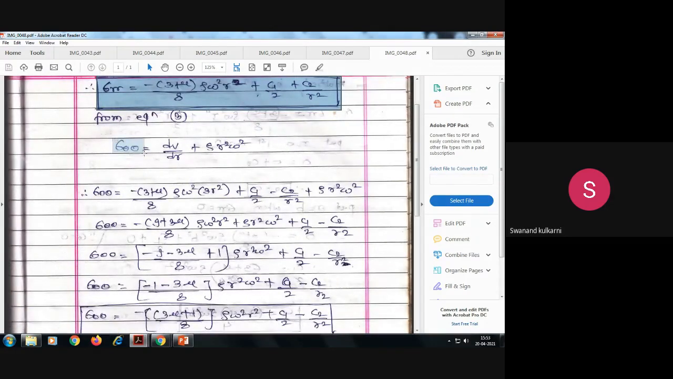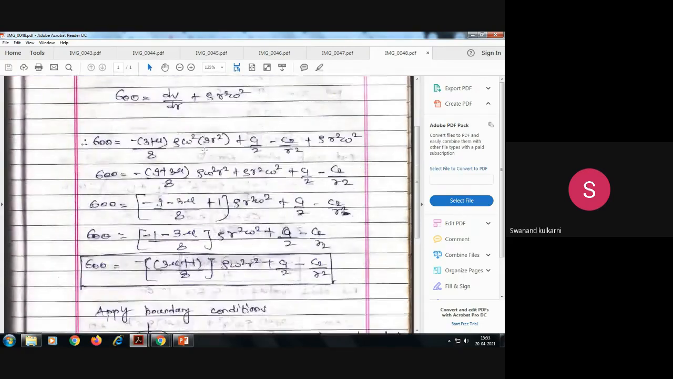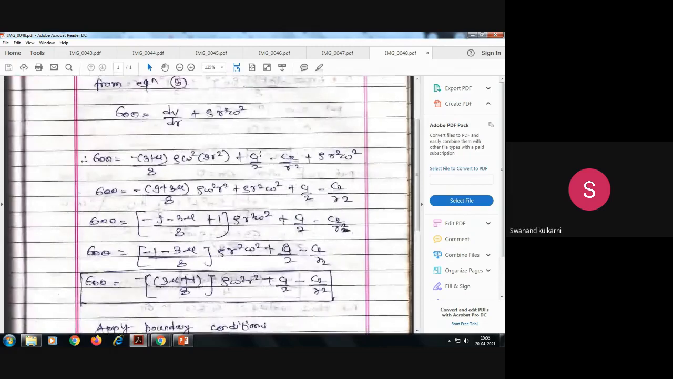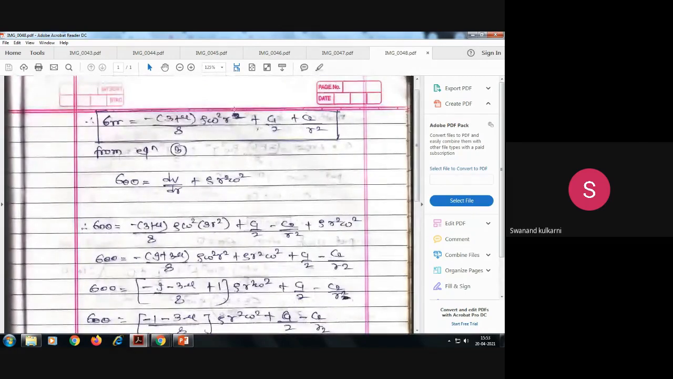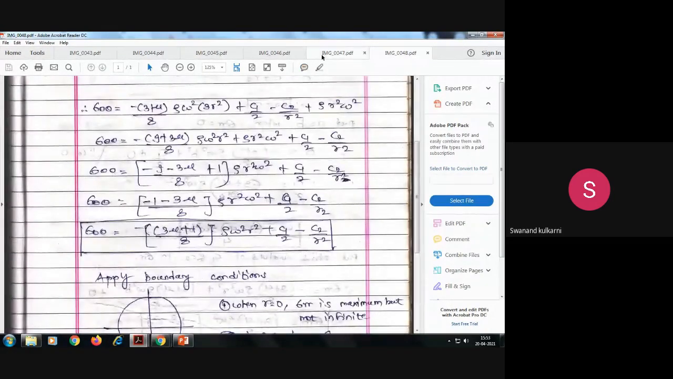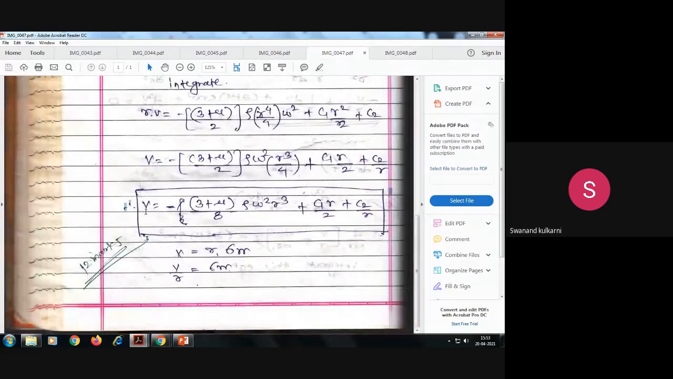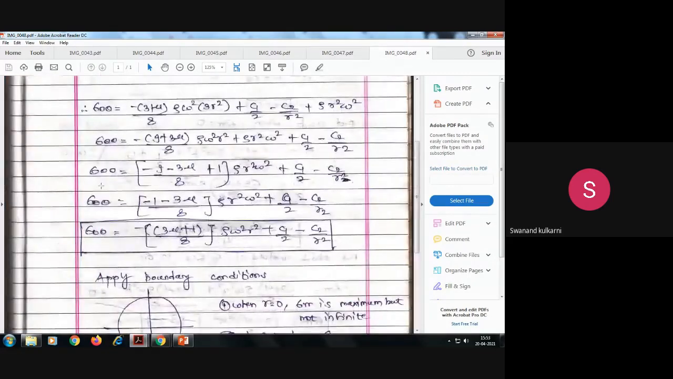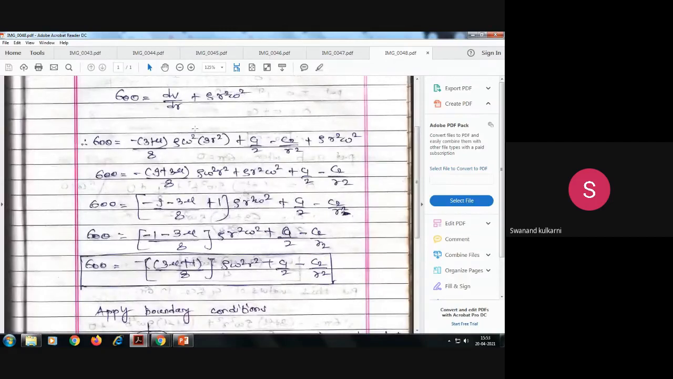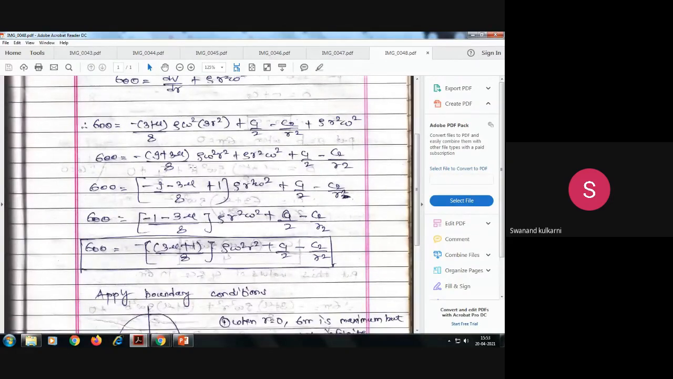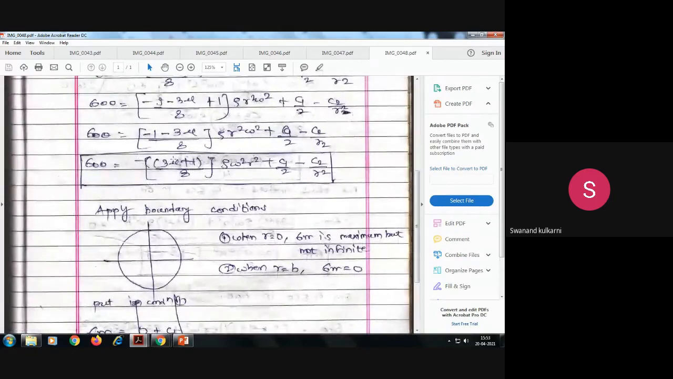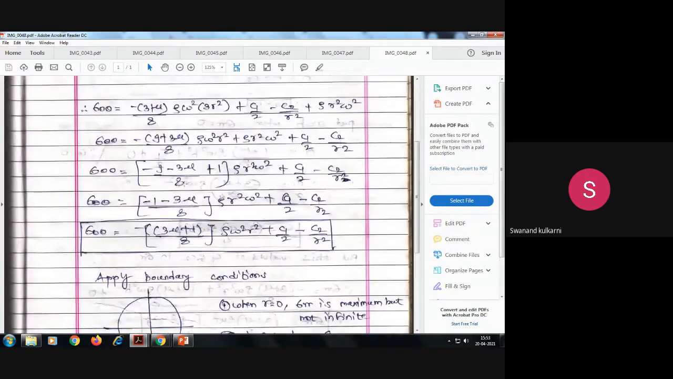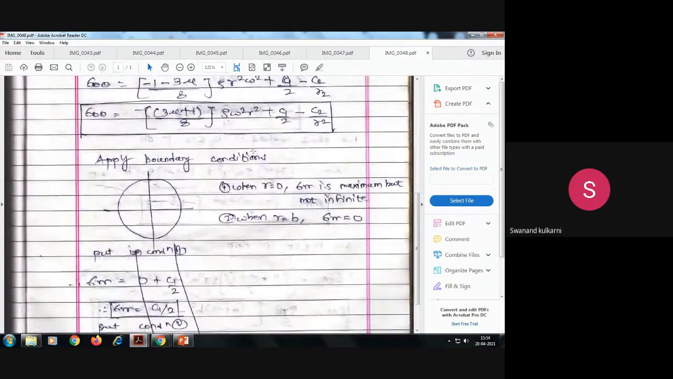Now already we have this equation also, that sigma theta theta is equal to dv by dr plus rho r square omega square. So let us substitute once again the terms present here, because the v term we know is present here. So let us substitute this v by taking differentiation and substituting the terms. So sigma theta theta we will get minus (3 mu plus 1) upon 8 rho r square omega square plus C1 upon 2 minus C2 upon r square.